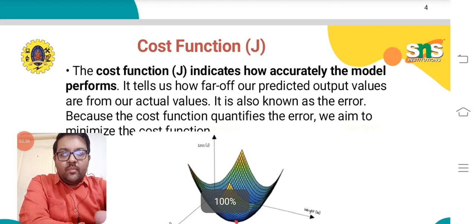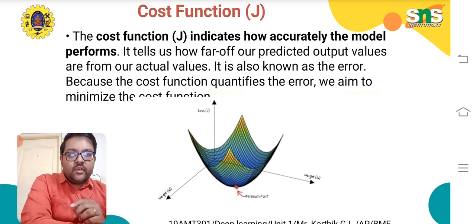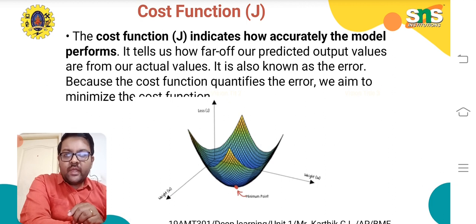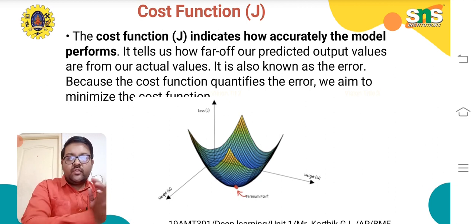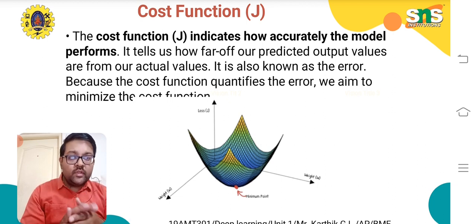Now we will see about the cost function. The cost function, abbreviated as J, indicates how accurately the model performs. It tells how far off our predicted output values are from the actual values. It is also known as the error, because the cost function quantifies the error. We aim to minimize the cost function. If the cost function is less, then there is less error. If the cost function is more, then there is more error.